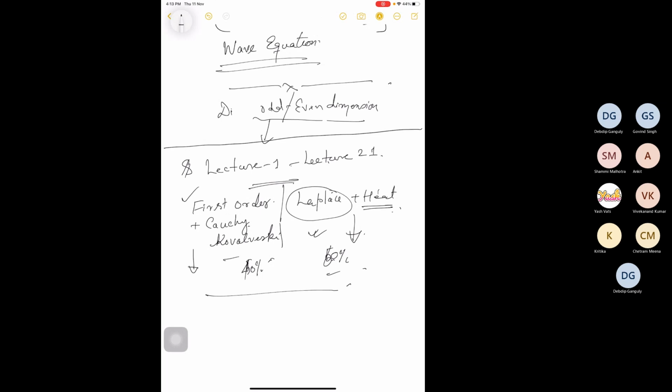Okay, is that okay? So the syllabus is lecture 1 to 21. I am excluding the last part of the heat equation and today's wave equation. So I am excluding wave plus some part of heat. Okay, is that okay?